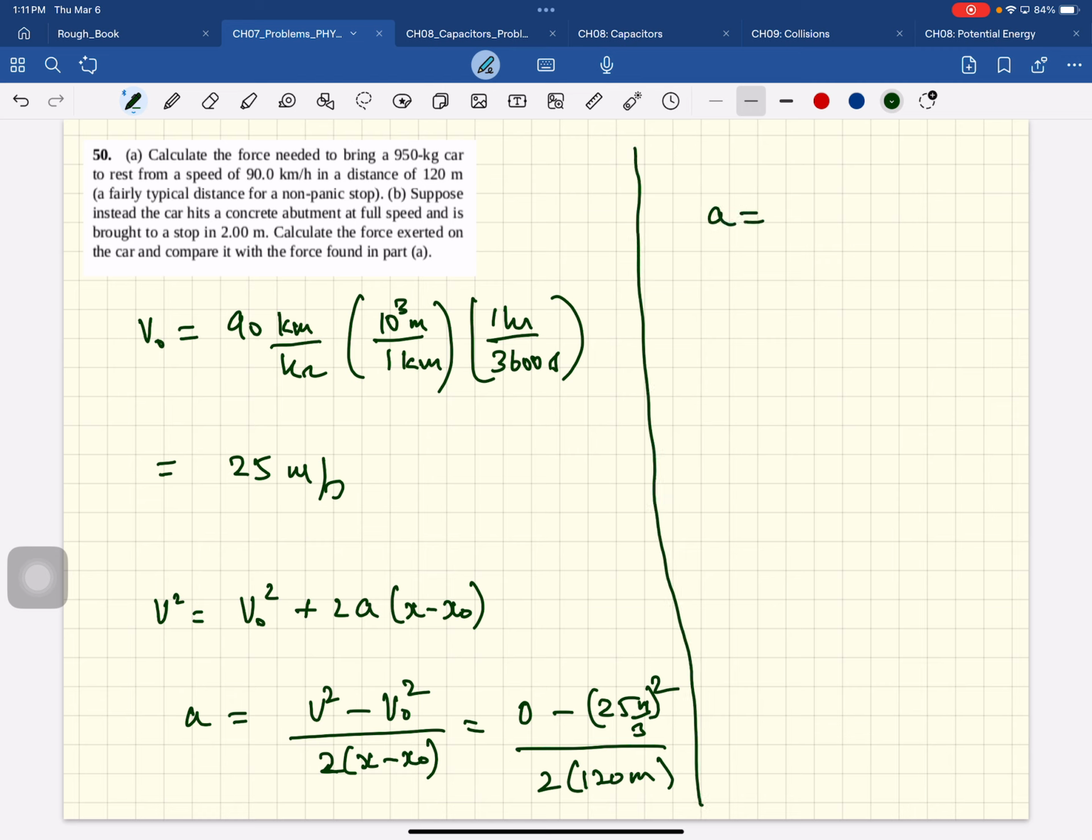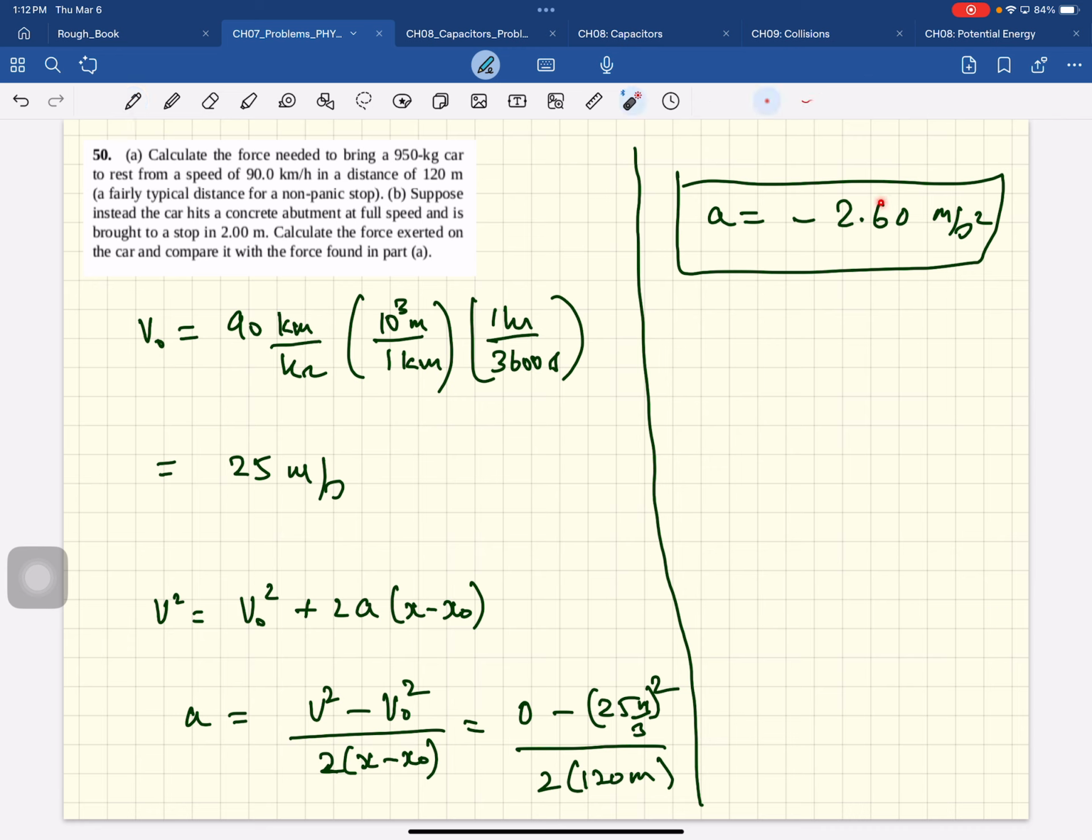So you need an acceleration of negative 2.6 meters per second squared. And you can see that g is 10 meters per second squared, so this is about 26% of g. So the braking force applied is a quarter of the weight of the car.